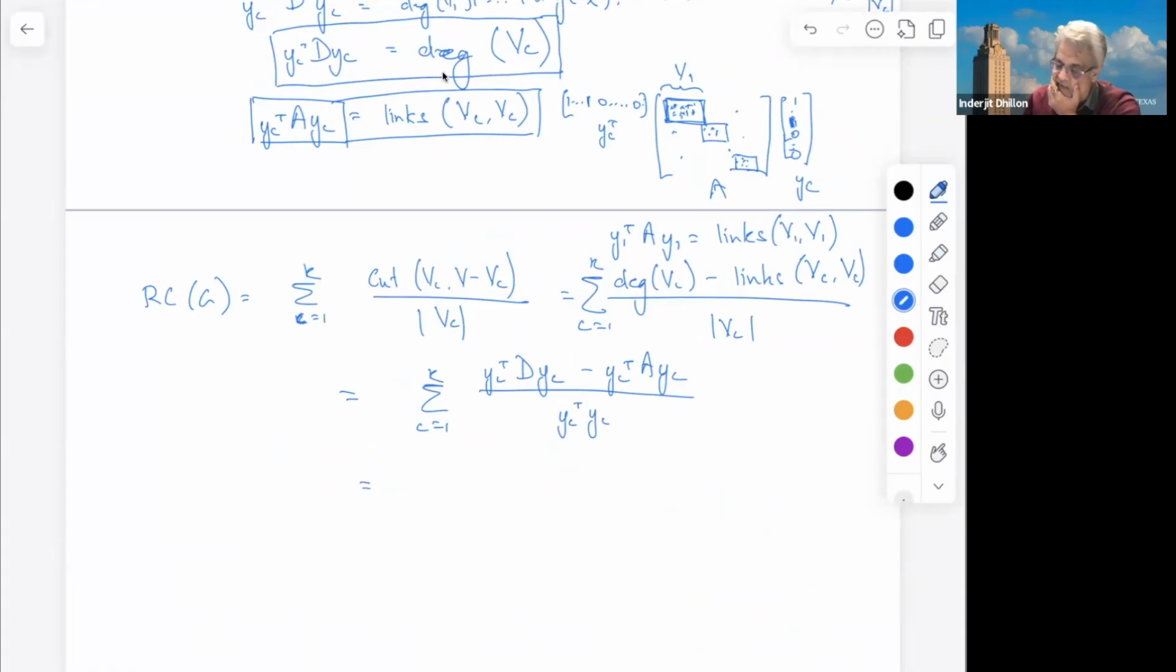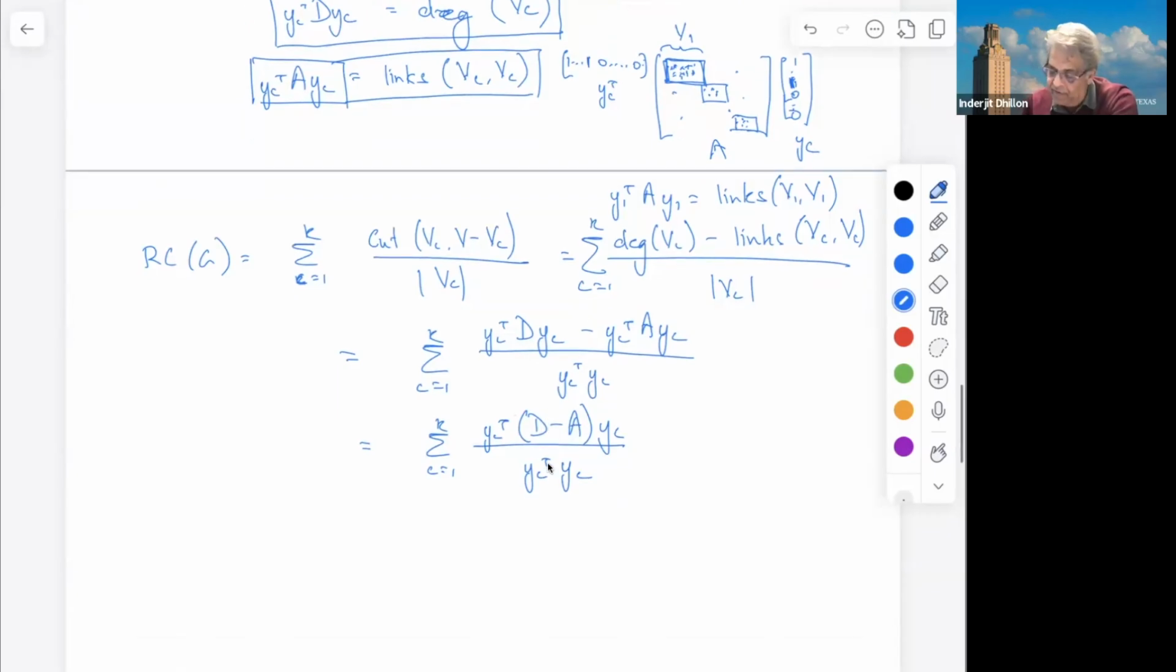Okay, I can write this as summation of C equals 1 through K, YC transpose (D minus A) YC divided by YC transpose YC. And that's basically how we get to this particular matrix, D minus A. Okay, and this matrix plays a very central role in graph theory. Sometimes we call it L. L is equal to D minus A, and it is called the graph Laplacian.